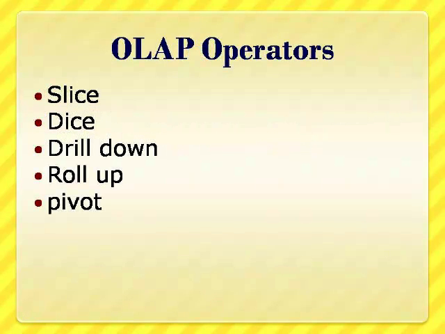OLAP operators are shown on the slide. They are slicing, dicing, drill down, roll up or drill up, and then pivot. These 5 operators will provide an easy access and flexibility for the decision maker to navigate the different kinds of aggregation by fixing hierarchy in each dimension. So these operators are a very convenient set of operators for the end user.